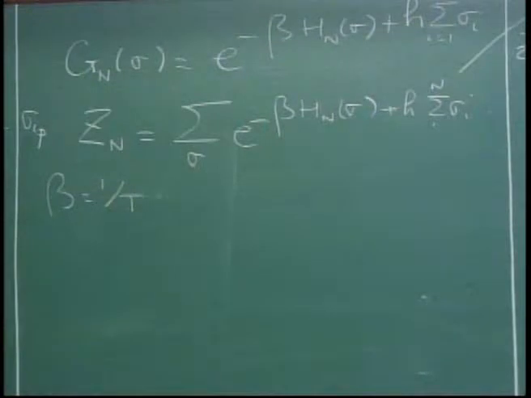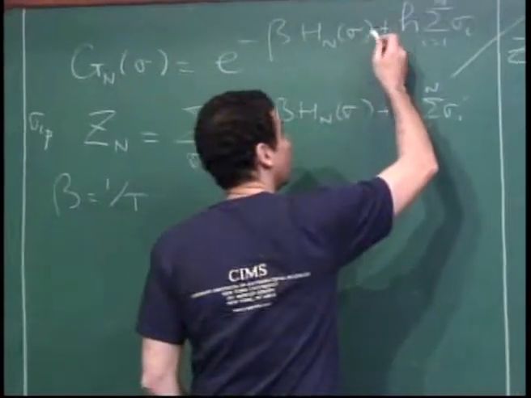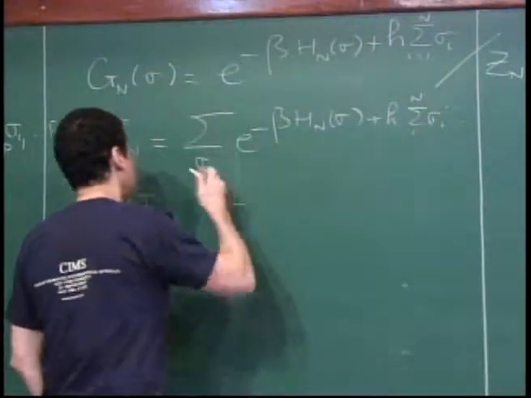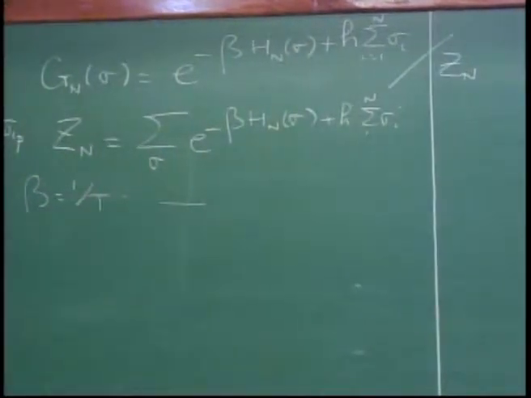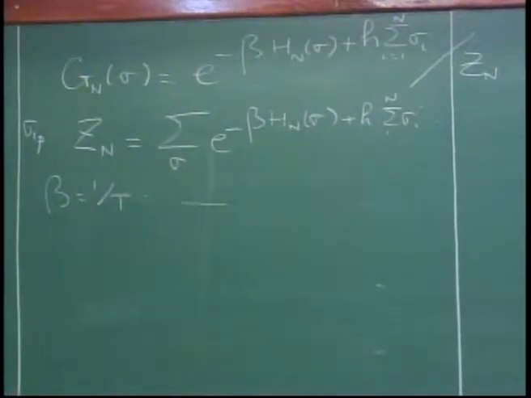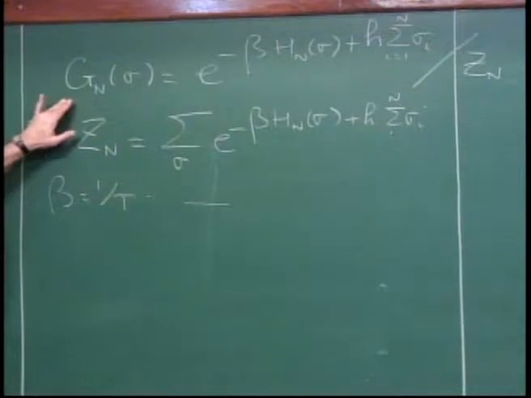But you could forget h and think of h equals 0 if you want. So that's the measure, and of course what we want to understand is the behavior of the partition function and the behavior of the Gibbs measure.